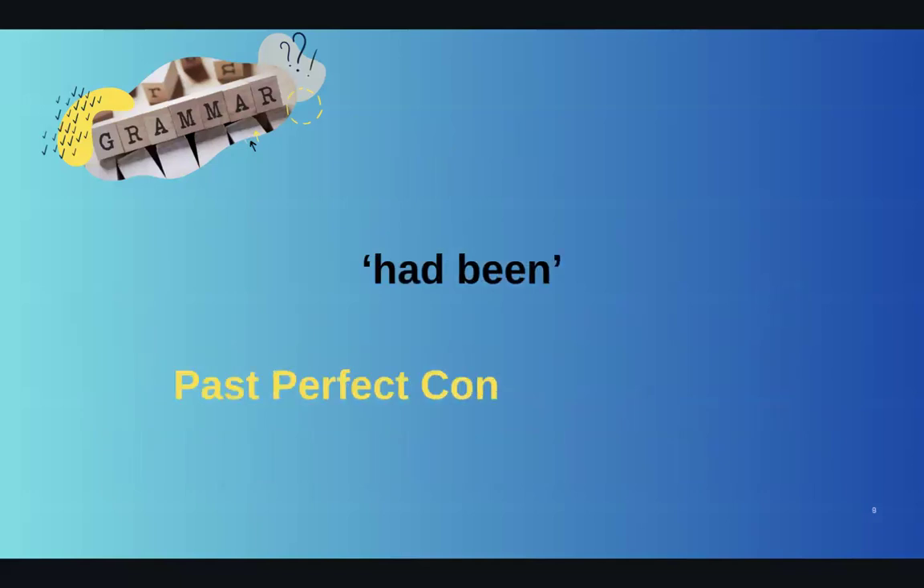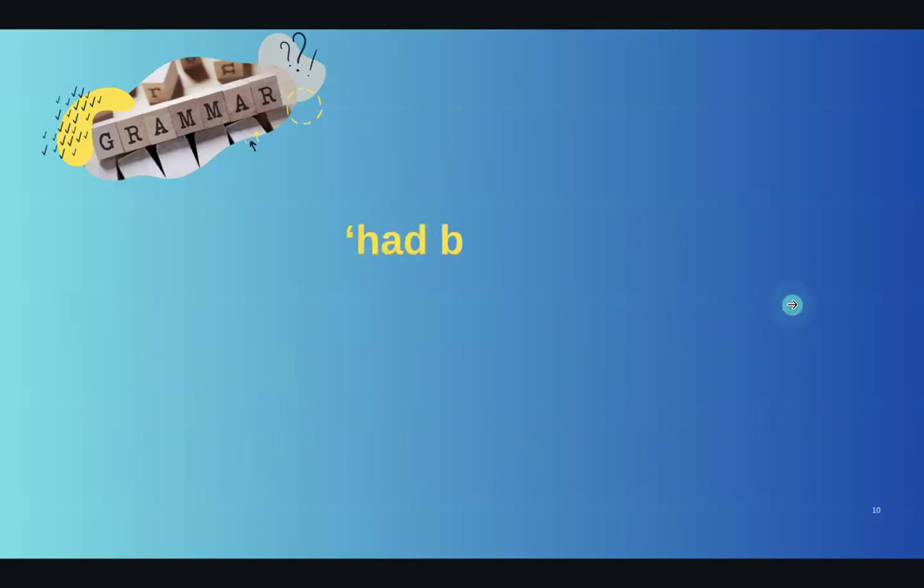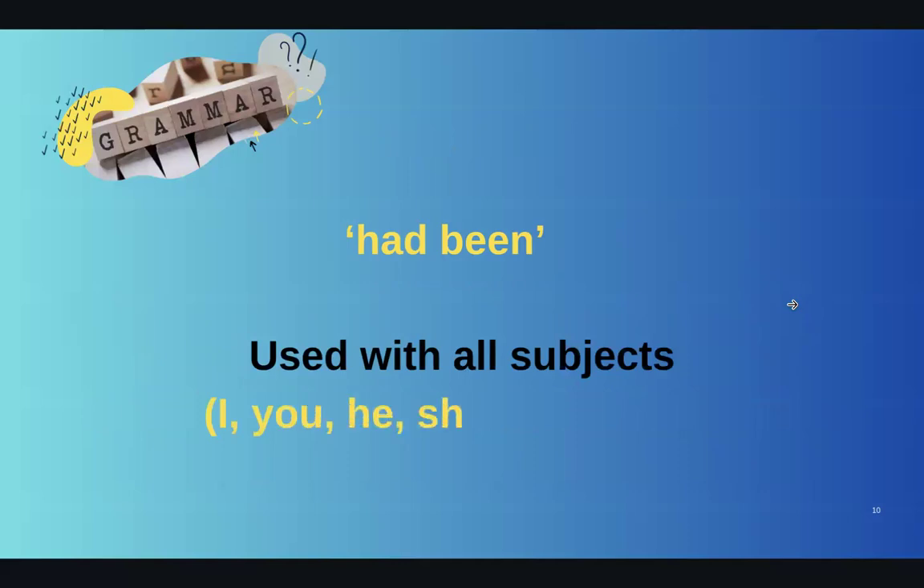Now let's move to had been. It belongs to the past perfect continuous tense. In which subjects are we going to use had been? Had been is used with all subjects. I, you, he, she, it, we, they.